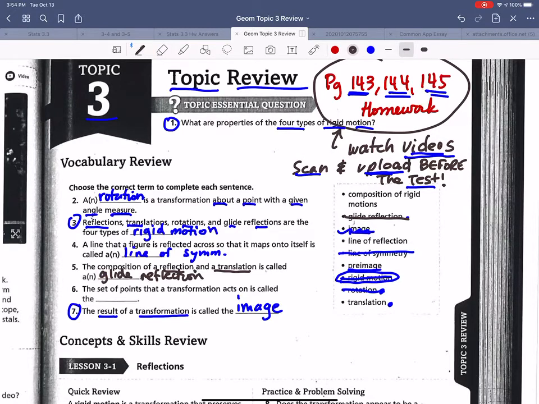A set of points that a transformation acts on. So the set of points that a transformation acts on sounds like my pre-image. Those are all the points that are going to be transformed. So I'm going to call that pre-image. Okay.